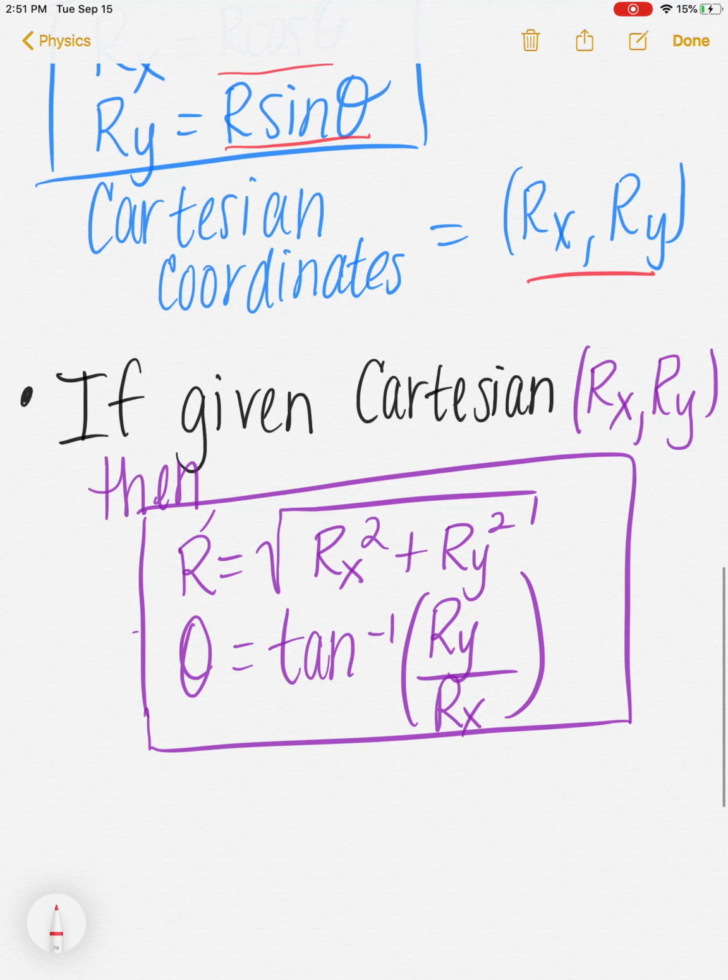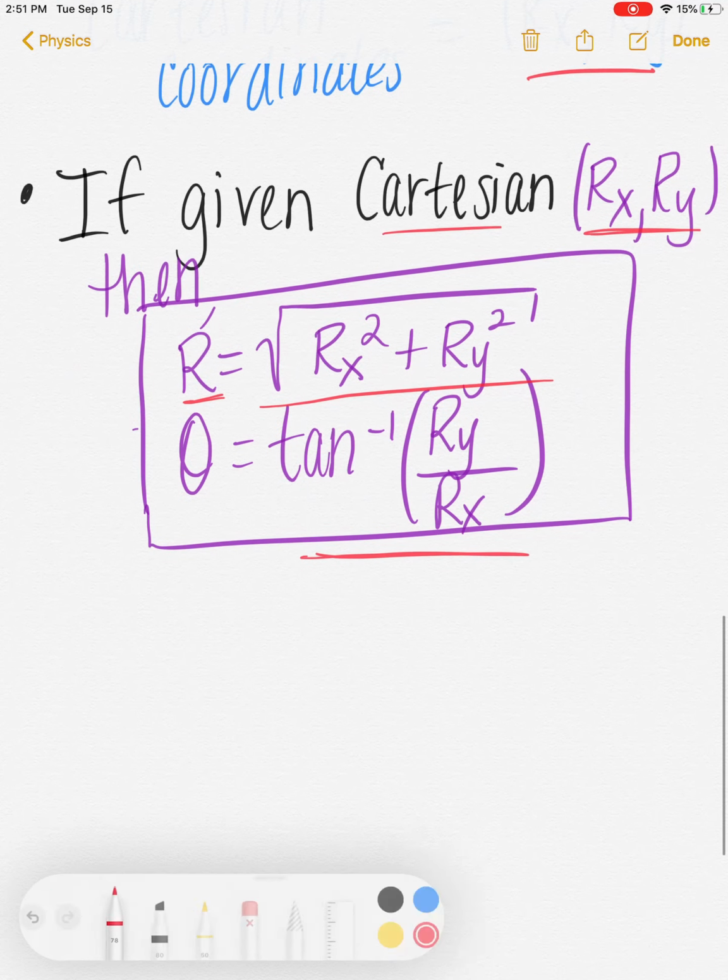All right, what about on the other hand, if you're given Cartesian, so you've got an x and a y value, and you need polar? Well, in that case, the r, or the resultant, is going to be equal to the square root of rx squared plus ry squared, and the theta is going to be equal to the inverse tangent of ry over rx.